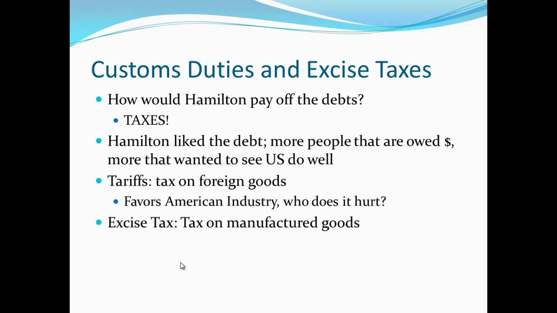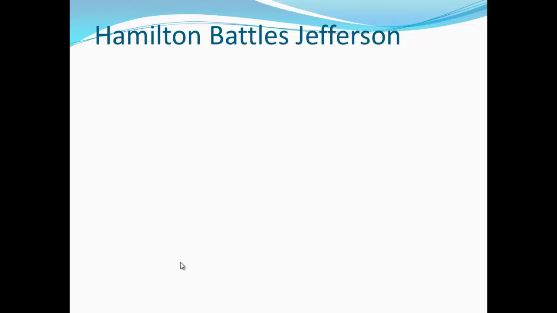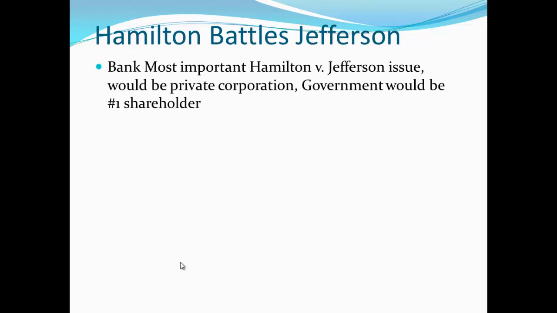An excise tax is another type of tax, and it was a tax on manufactured goods in the United States. One in particular was whiskey, and we'll talk about that in a couple of minutes. Hamilton and Jefferson, as I mentioned earlier, did not like each other very much. They got into many arguments, and one of the arguments was over the Bank of the United States, which was created to help improve the economy of the United States. This is a private corporation, but the government would have a lot of money tied up in the bank.